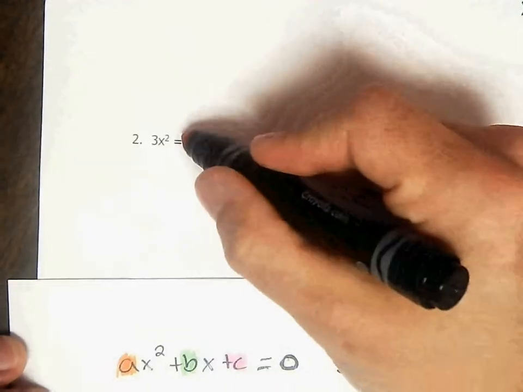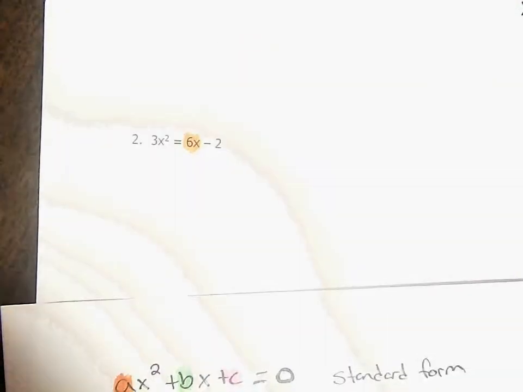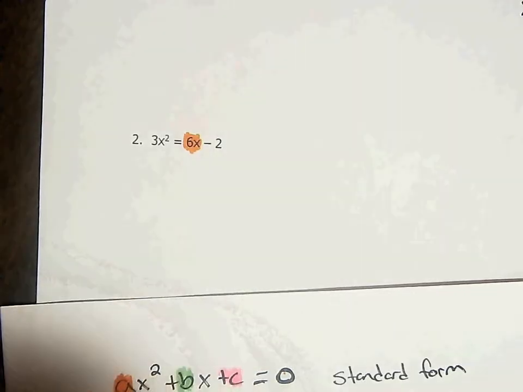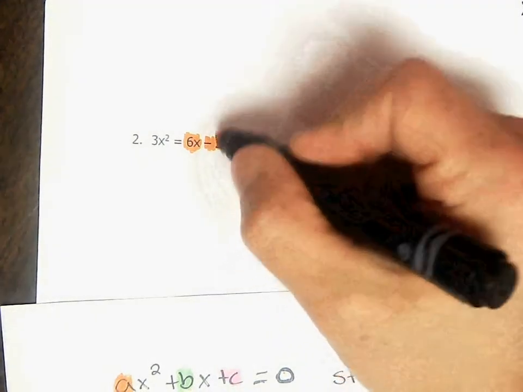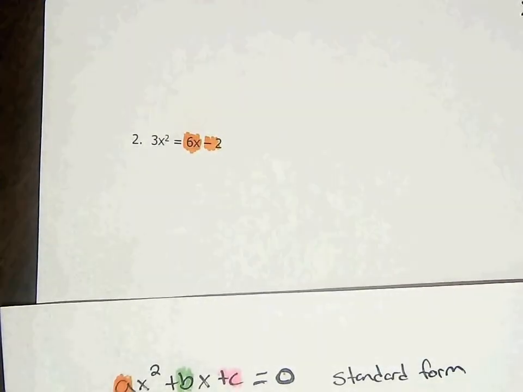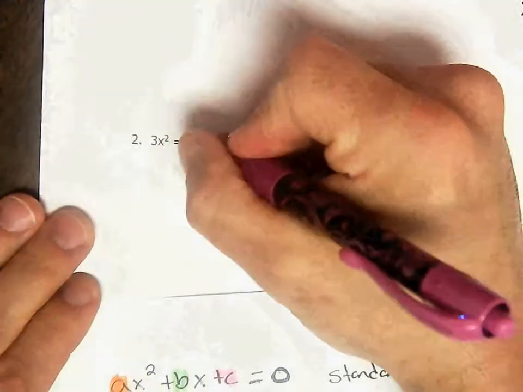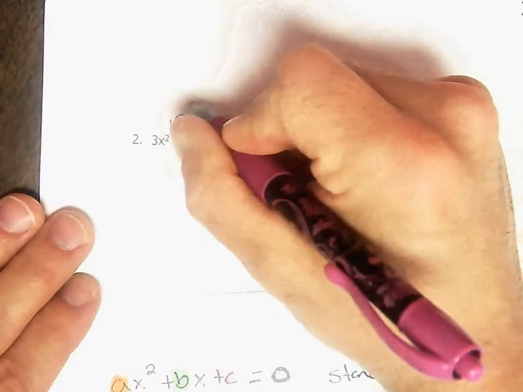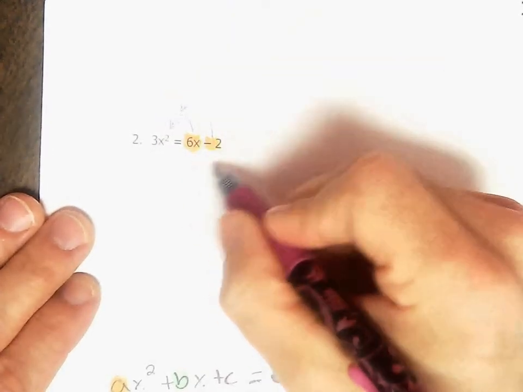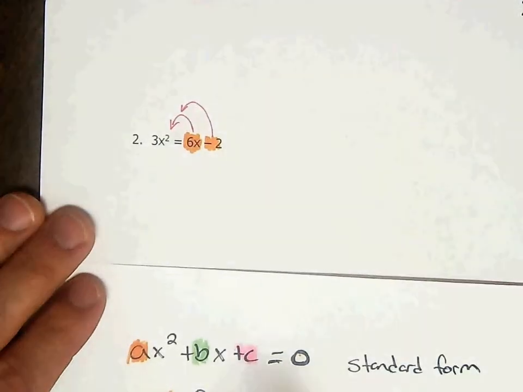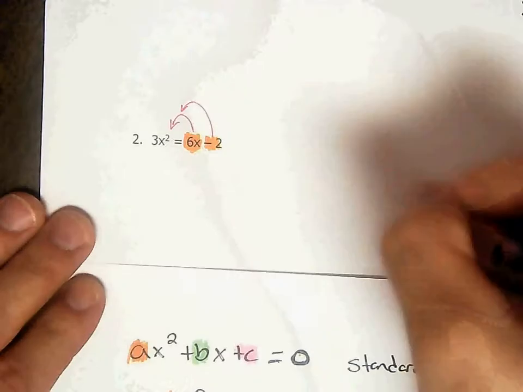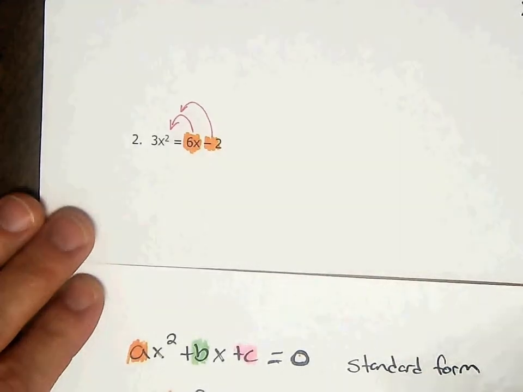So I need to move this guy, and I need to move this guy. I need to move both of those to the other side of the equal sign. So I need to move them over here. Okay, and then there'll be nothing left over here, so then it would actually equal 0. When you move anything across the equal sign, you change its sign.